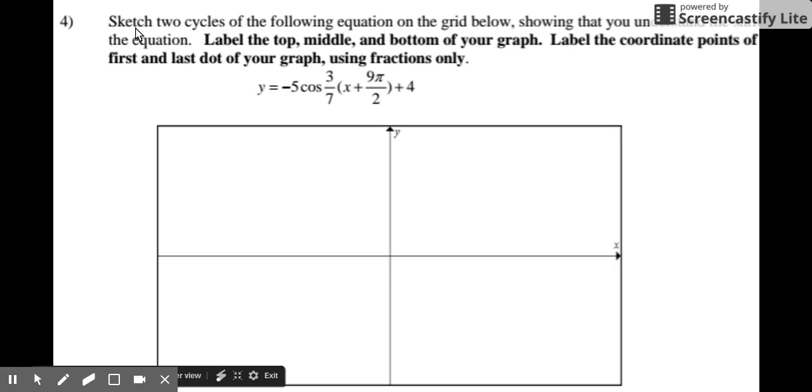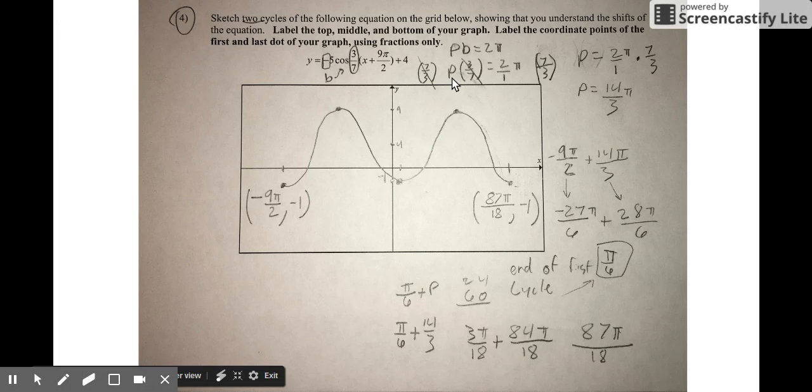Okay, so just like one of the last ones, this is 2 cycles, which is similar to 1 cycle, except you have one more cycle to the right of it. So the first thing I notice is that there's a negative in front of the cosine, so you're going to know that both U's are going to be facing down. Also, write PB equals 2 pi on your paper, just so you don't forget it.